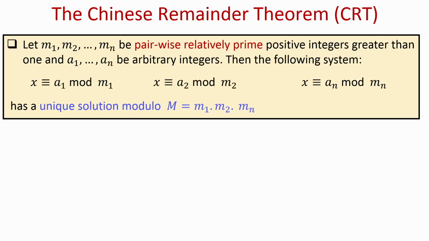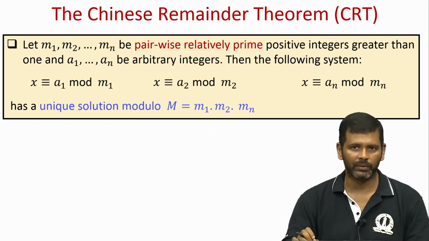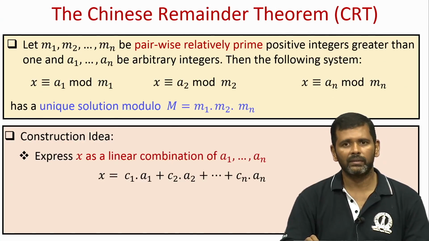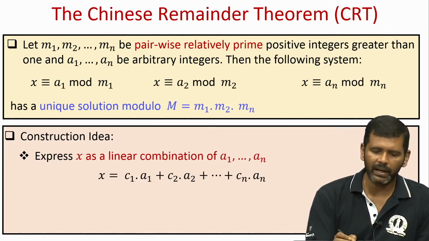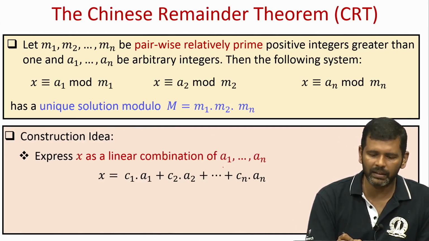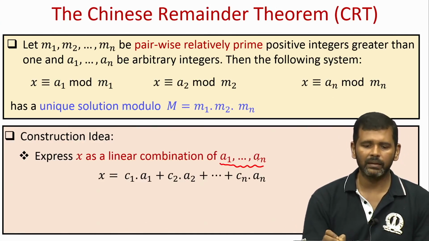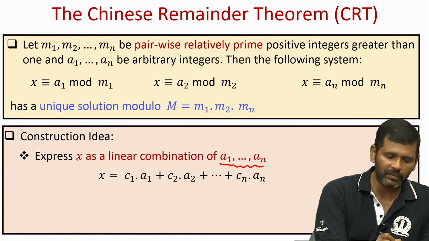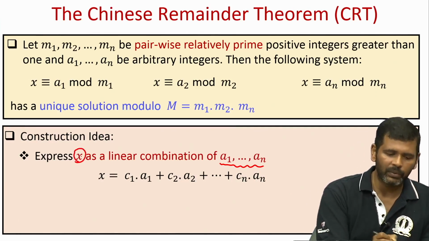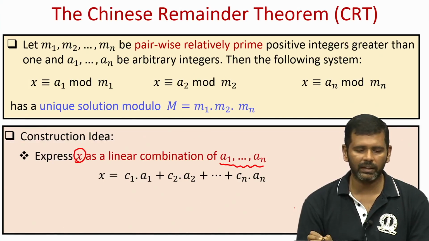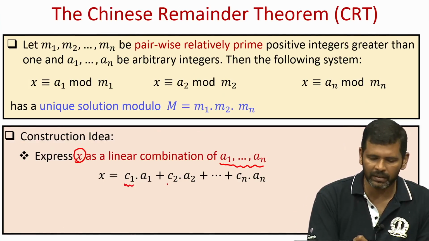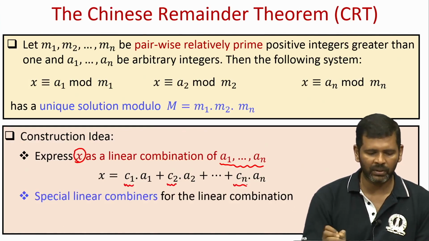Now, let us see how exactly we can find at least one solution; that will be the goal of this lecture. The construction idea of that solution will be as follows. We will try to find a special linear combination of the n remainders that are given to us. Remember, we are given n remainders a 1 to a n. We will try to express the unknown x which we want to find as a special linear combination of these n remainders, namely we will try to find special linear combiners C 1, C 2, C n.